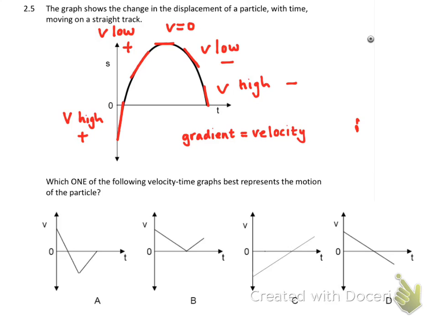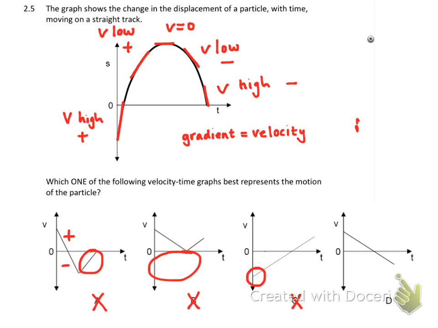So let's have a look at our options. C can't be the correct option because the graph starts at a negative velocity, and we've seen that we need to start with a high positive, so we can immediately discount C. If we have a look at B, you'll see that there are no negative velocities at all, and we've seen that there must be some negative velocities, so B can't be the correct answer.